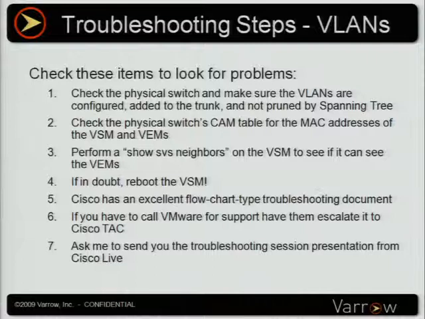If you have to call VMware, and you have to call VMware because VMware is the first line of support for the 1000V, a year ago they weren't great at supporting the 1000V. They've gotten a lot better. But if you're not getting any traction or any movement after 10 or 15 minutes, say the magic words: I'd like to escalate this to Cisco TAC, please. And then they'll get Cisco TAC on the line, and Cisco TAC knows what they're doing.